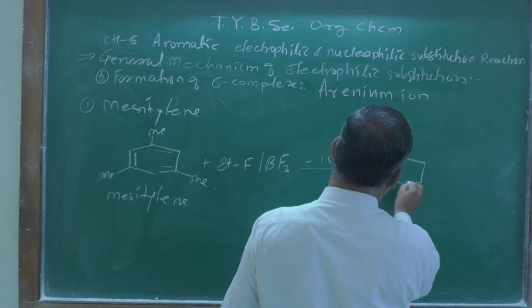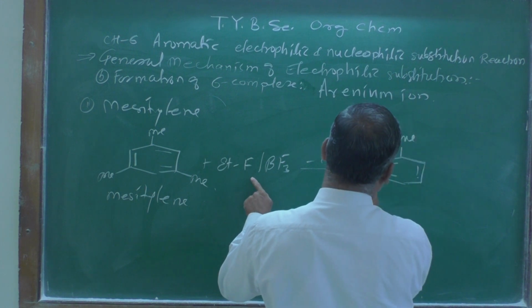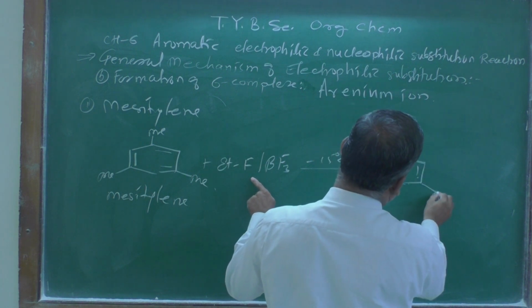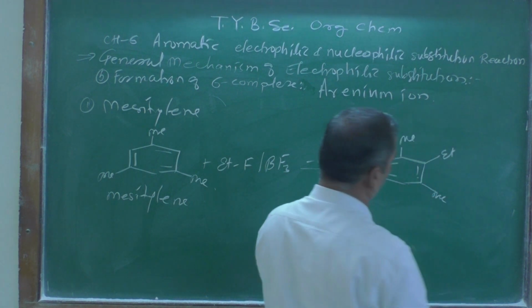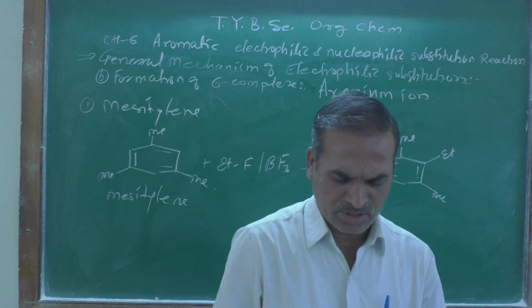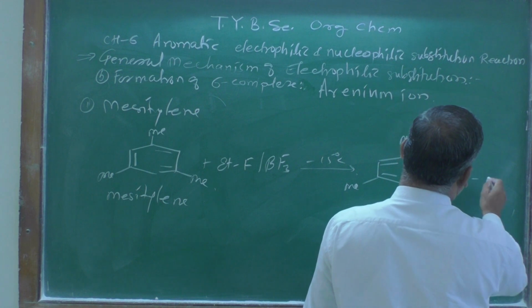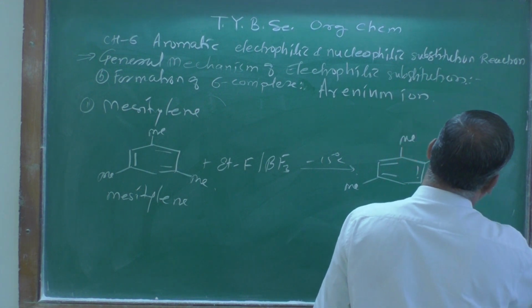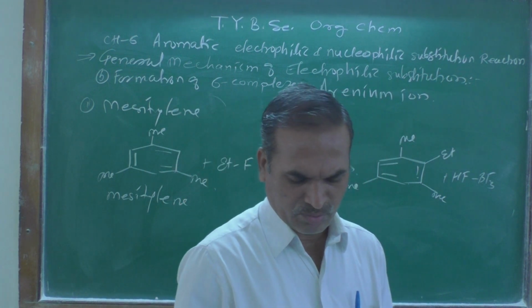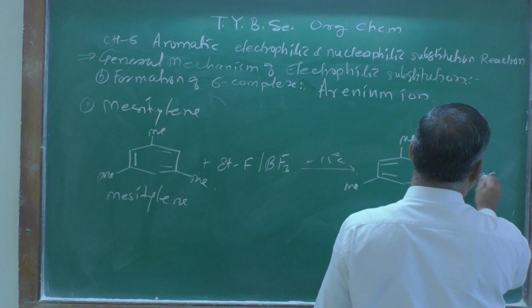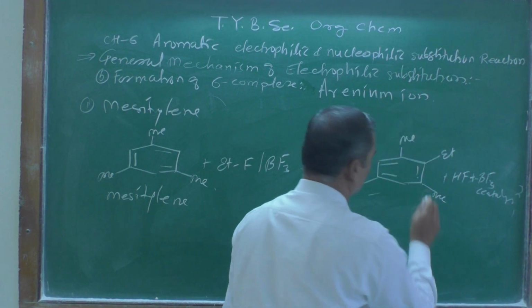Here this methyl group is as it is, this methyl group also as it is, and here the ethyl group is introduced. This proves the existence of HF and BF3 here, where BF3 and HF are used as a catalyst, and this proves the existence of this.